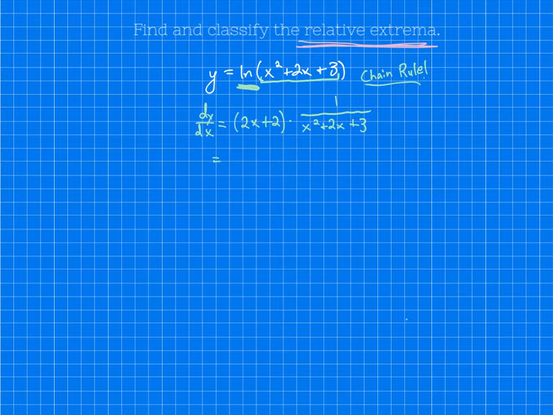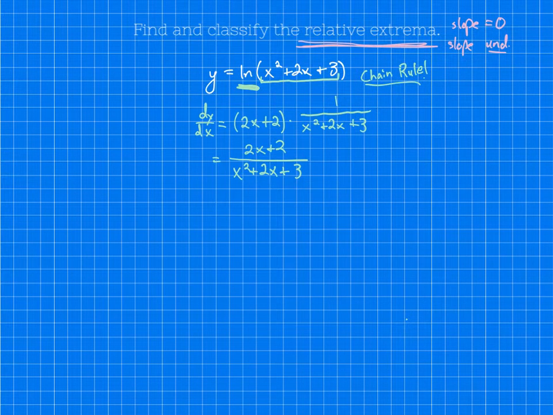So this derivative ends up being 2x plus 2 divided by x squared plus 2x plus 3. So that's our y prime. Now, to find relative extrema, what we want to do is we want to know where is the slope equal to 0 and where is the slope undefined. Those are the two places that we want to know about.